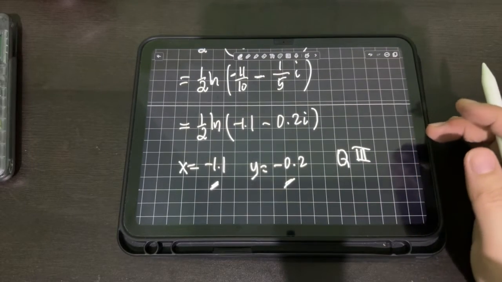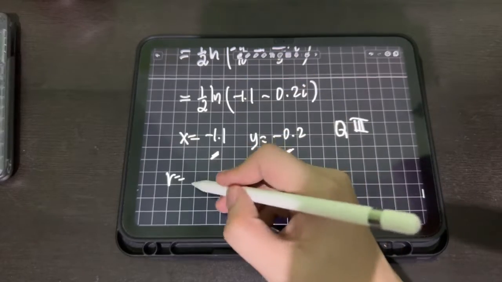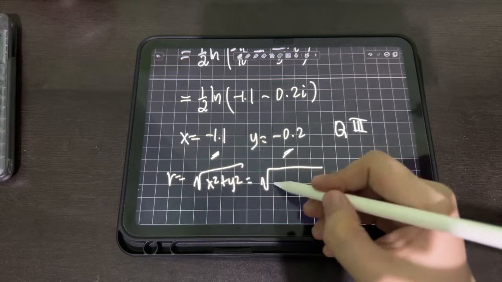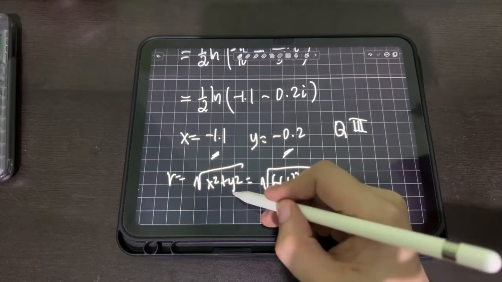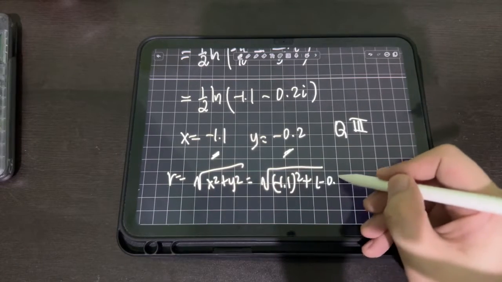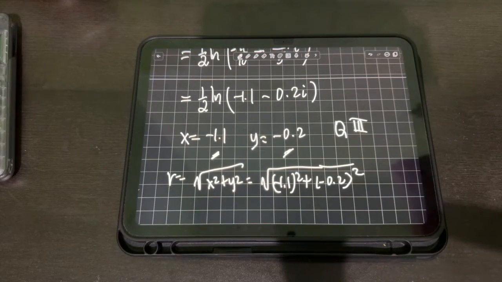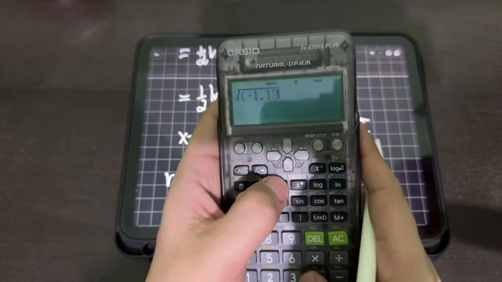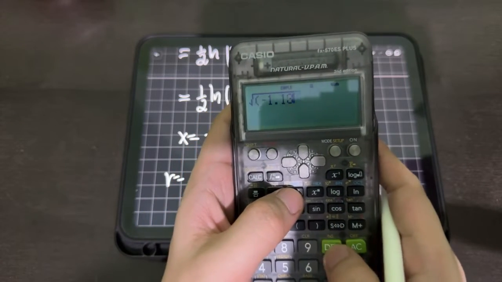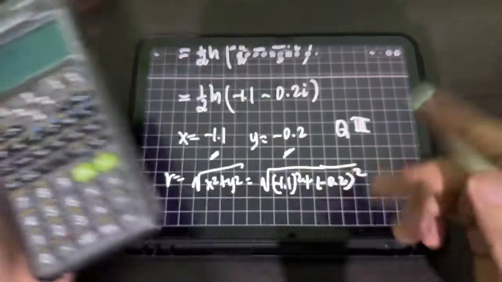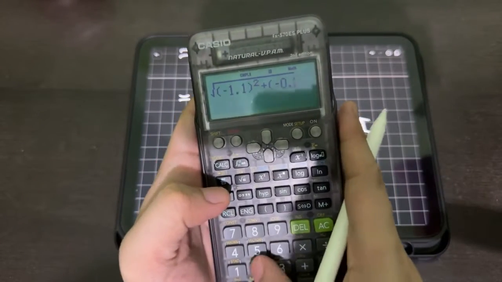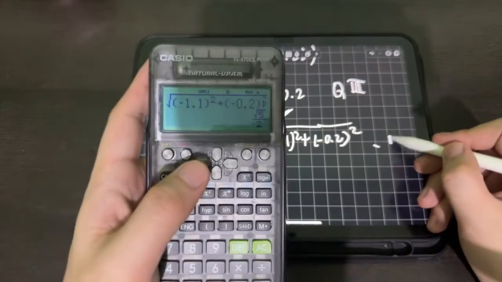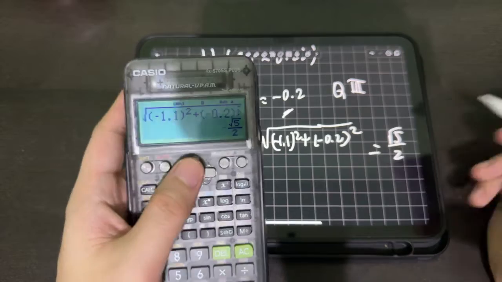Okay. For the value of r, we have the square root of x squared plus y squared. So substitute x, negative 1.1 squared, plus y, negative 0.2 squared. Use your calculator: the square root of negative 1.1 squared plus negative 0.2 squared. Okay, it's exactly square root of 5 over 2.